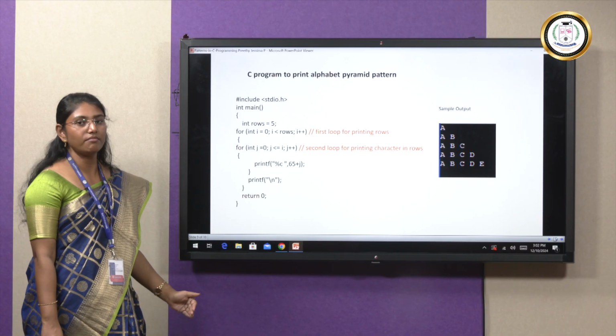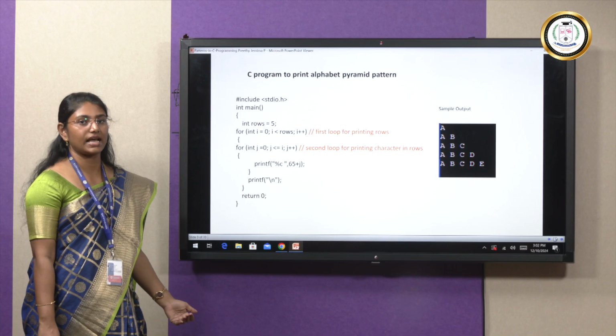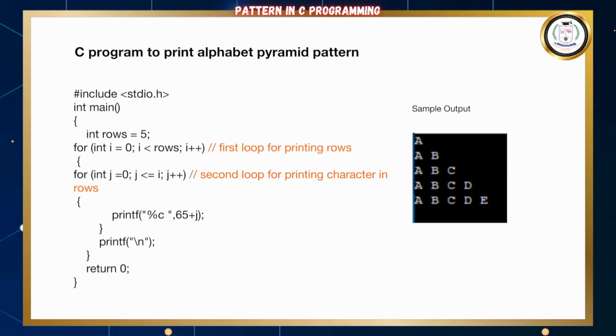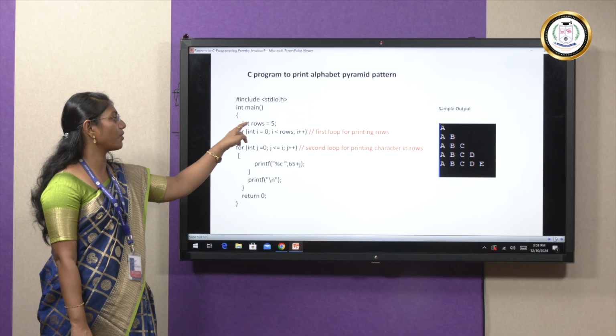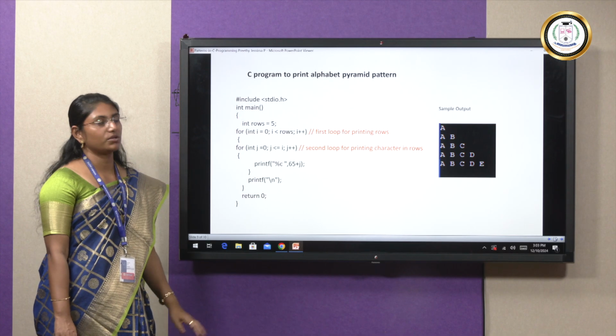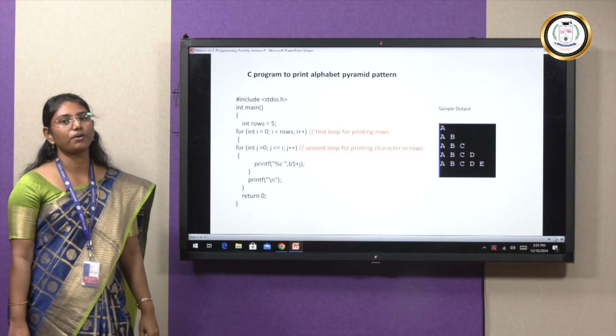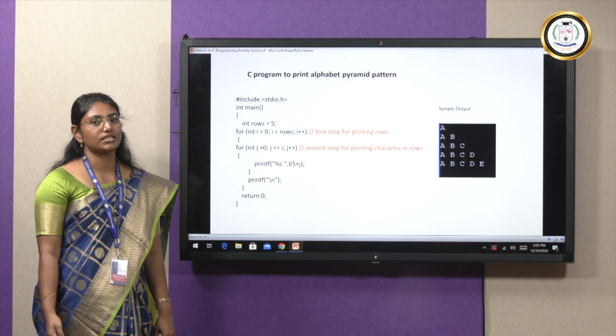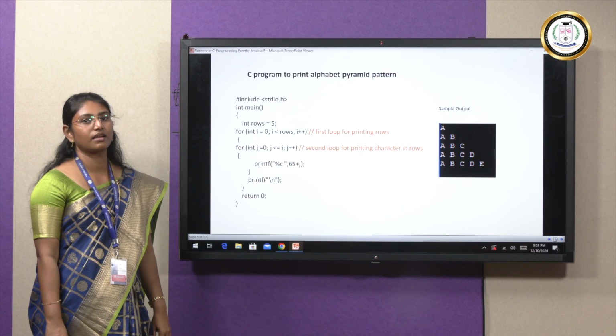The same execution repeats again and again until the outer for loop's condition fails. That is, 5 times it will run, as it is a 5 cross 5 matrix, as I have given the input for rows equal to 5. So this is a small example for printing half pyramid patterns using a star as well as using alphabets. Thank you.